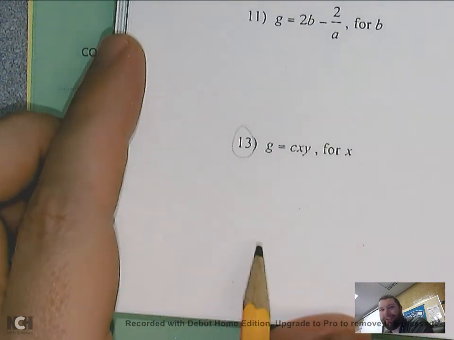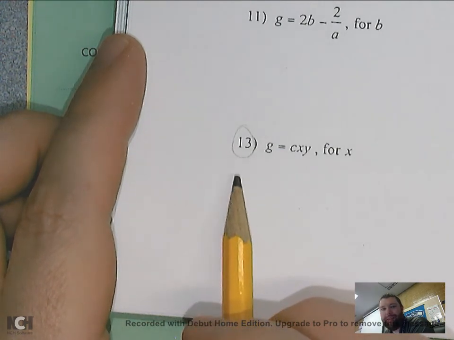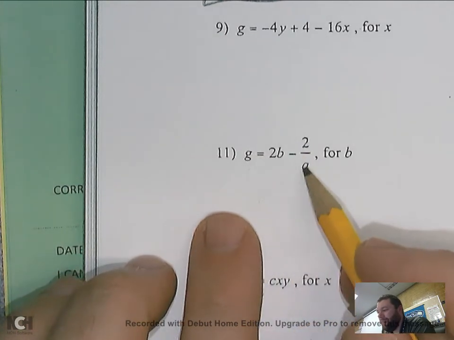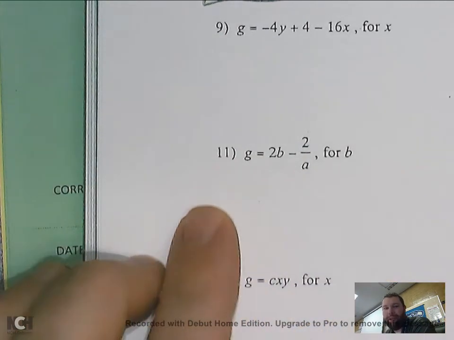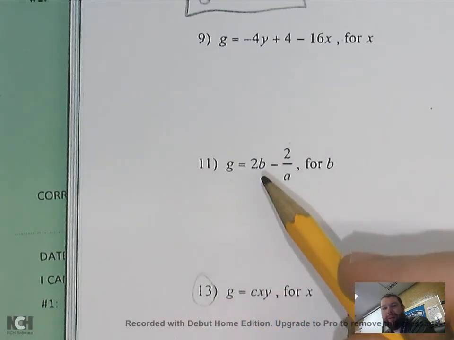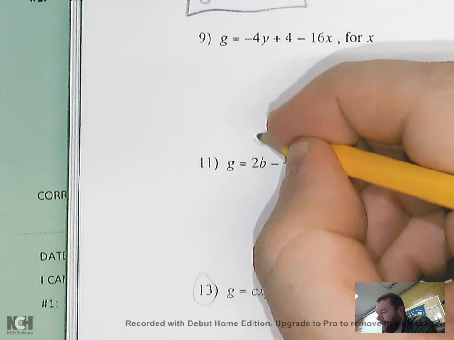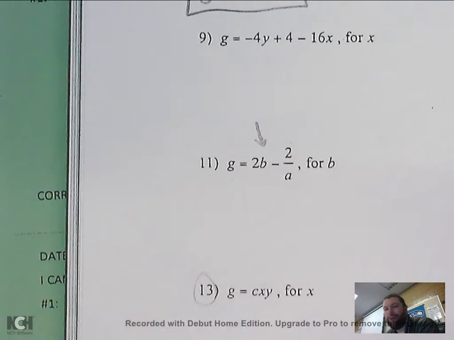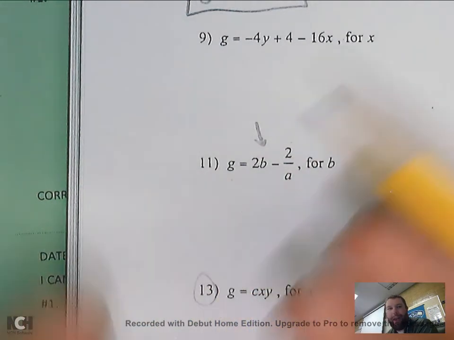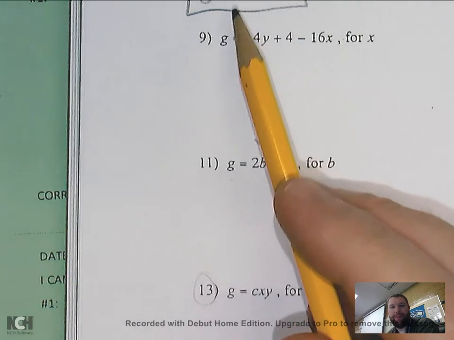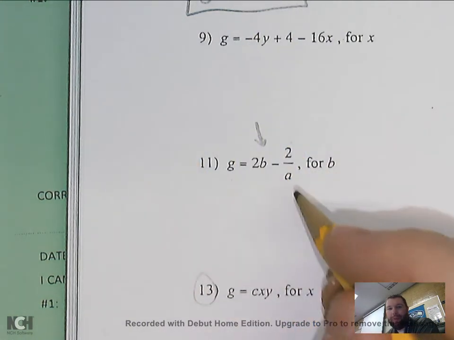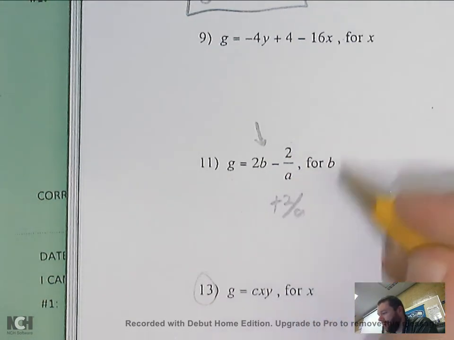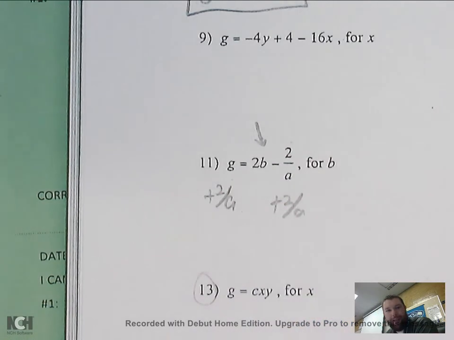Let's look at number 13 here. Actually, let's look at 11. So 11, I've got g equals 2b minus 2 over a, and it wants me to solve for b. So b is right here. I need to get that by itself. Let's get rid of this 2 over a first, though. Just like if I'm trying to move a 2b or whatever, I would add or subtract, right? If I wanted to move this negative 4y, I would add 4y. So if I want to move this negative 2 over a, it's the same idea. I would add 2 over a to each side. It's not really all that different, right?